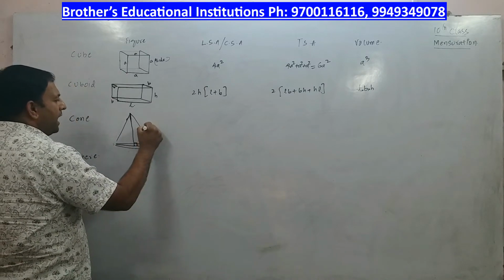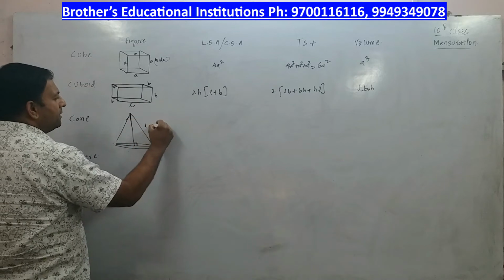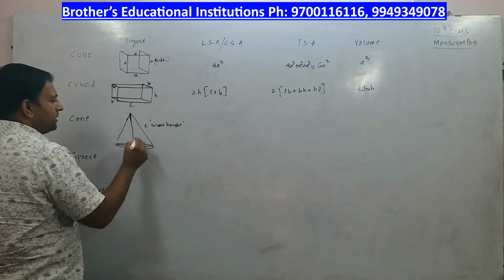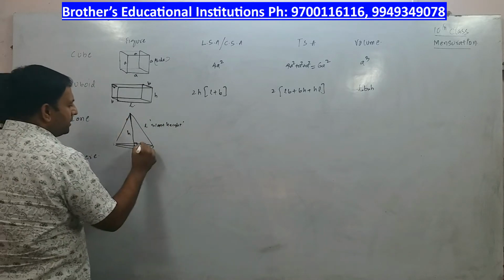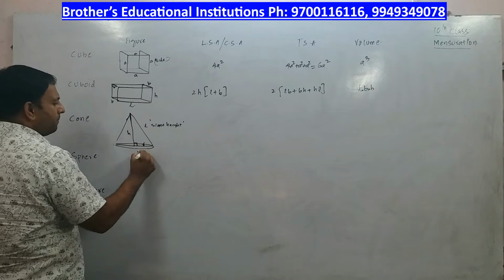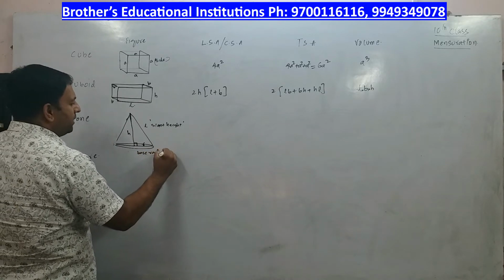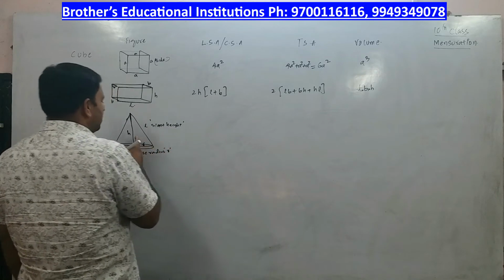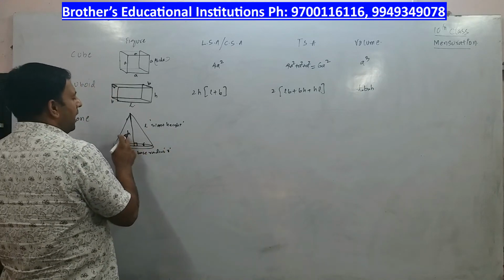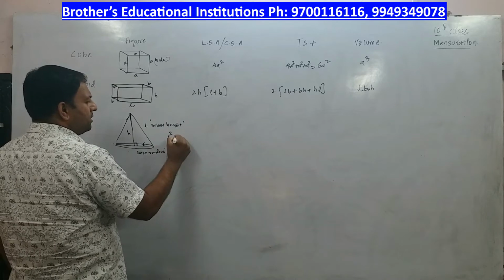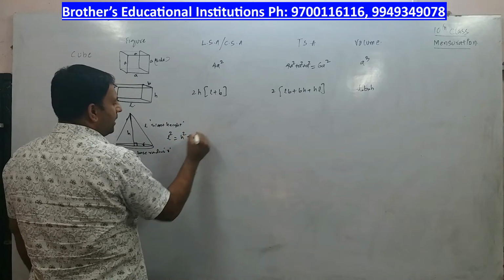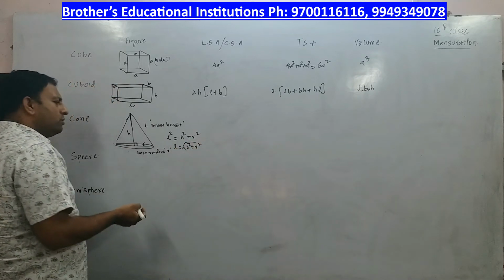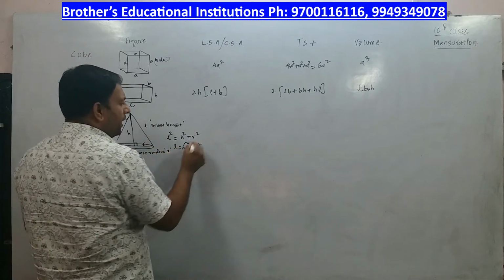This is something called slant height L. What is it called? Slant height. And this is the height of the cone, and this is the base radius R. Alright. And we have a very useful relationship between slant height, base radius and height of the cone. The relationship is L square is equal to H square plus R square, or L is equal to under root of H square plus R square. Very frequently used.